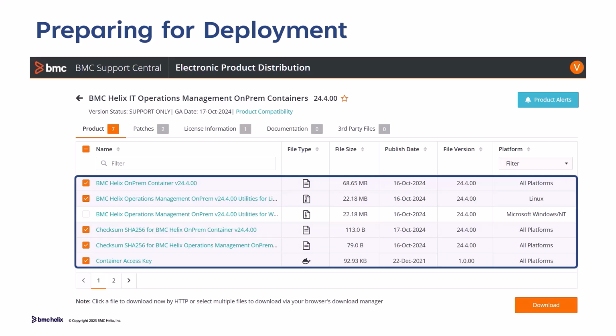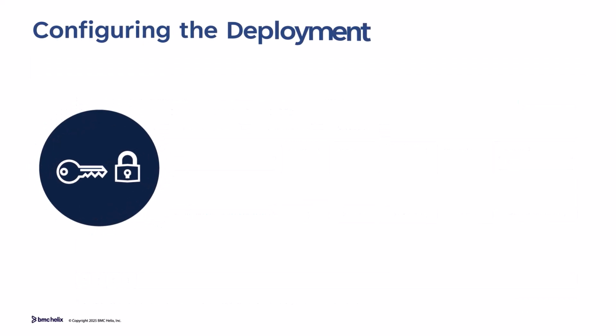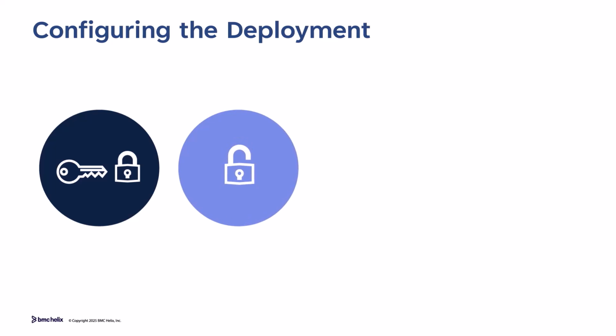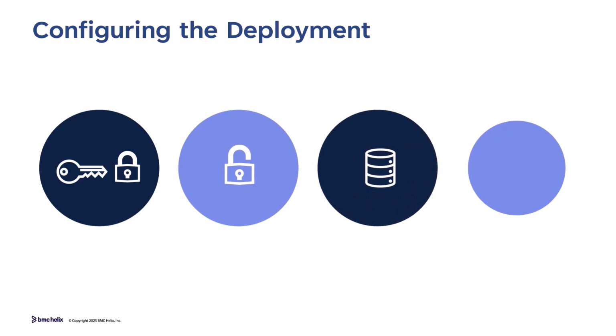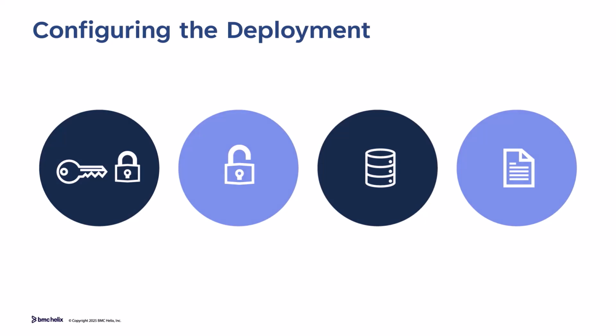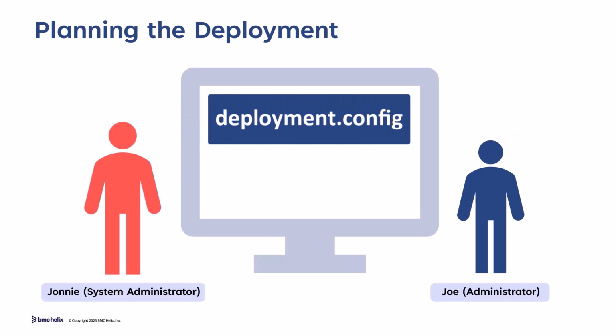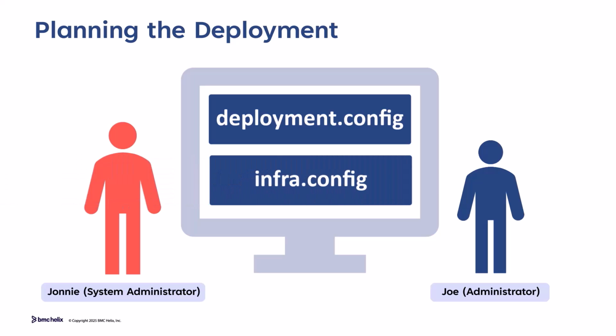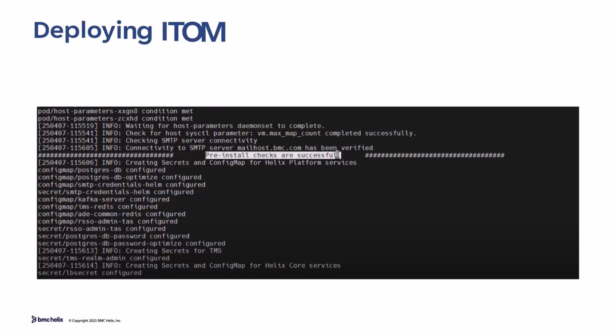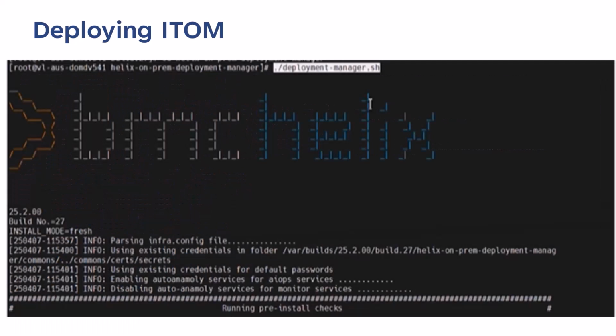Everything's set. Now what? Now, let's configure BMC Helix IT Operations Management by updating configuration files with cluster and database settings, setting up network security, and validating persistent storage. We've updated all the necessary settings in both deployment.config and infra.config. What's the next step? Once the pre-install checks are successful, it's time to deploy.